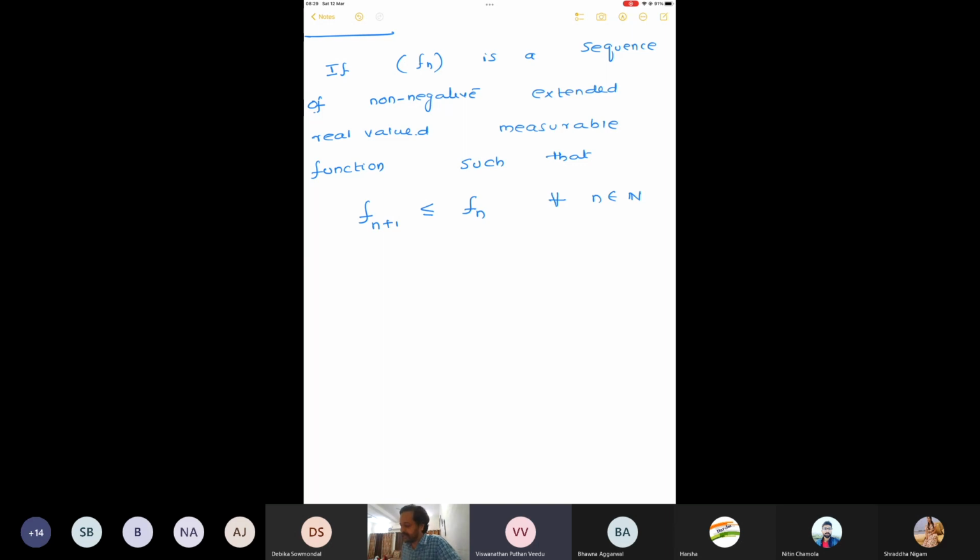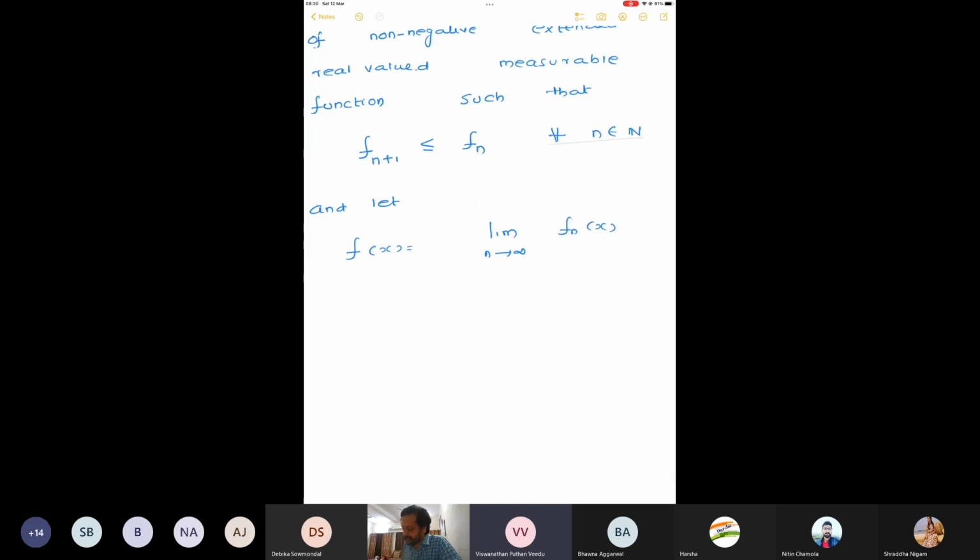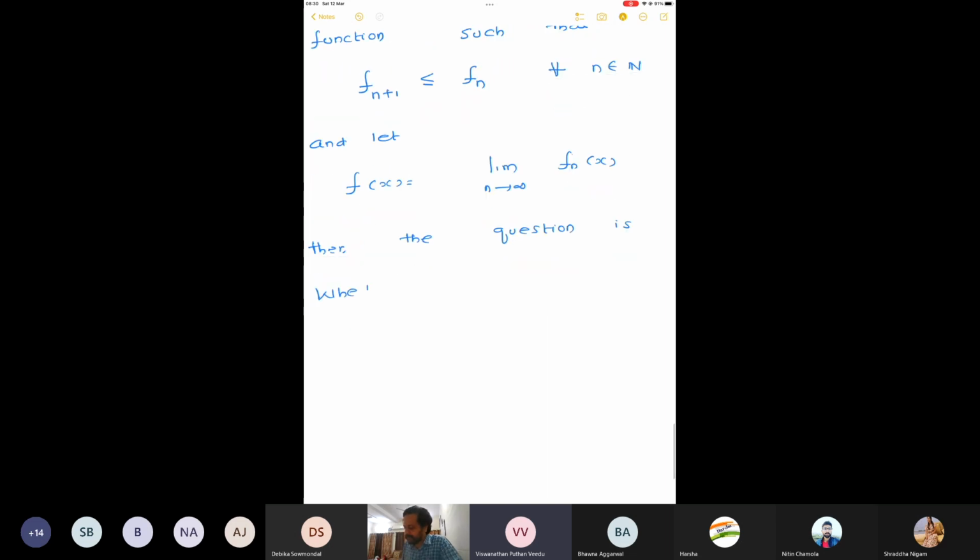Okay. And once it is decreasing, you can talk about the limit. The limit may be minus infinity, doesn't matter. And let the limit be f. f of x is equal to limit n tending to infinity of fn of x. The question is whether integral and limit you can interchange. Integral f dm is equal to limit n tending to infinity integral fn dm.